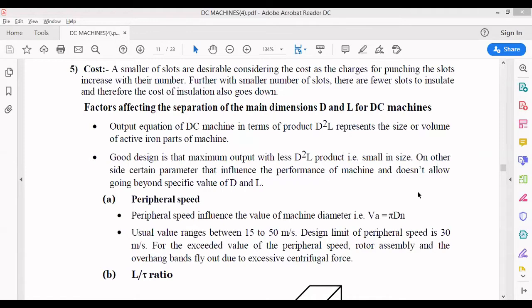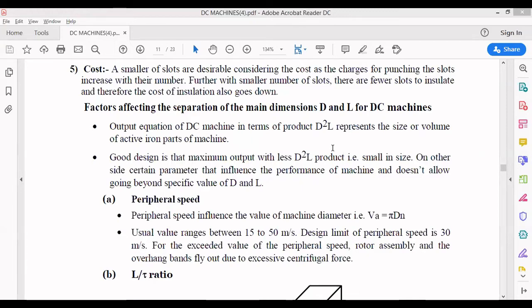Equation of output, output equation of DC machine. Let us talk regarding D and L of your DC machine. The output equation of DC machine, I am going to derive later. It will be in terms of a product D square L. As you see in a synchronous machine or induction machine, the output can also be derived in terms of the D square L product.